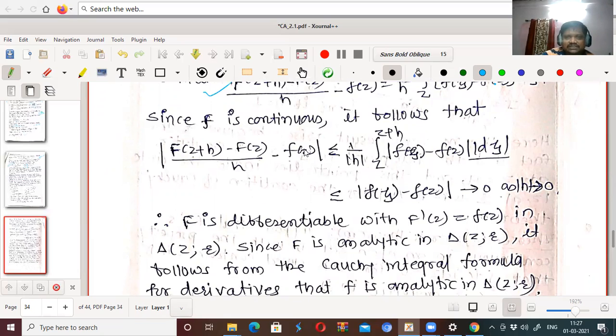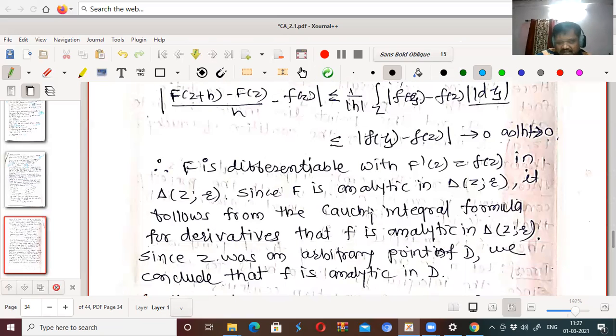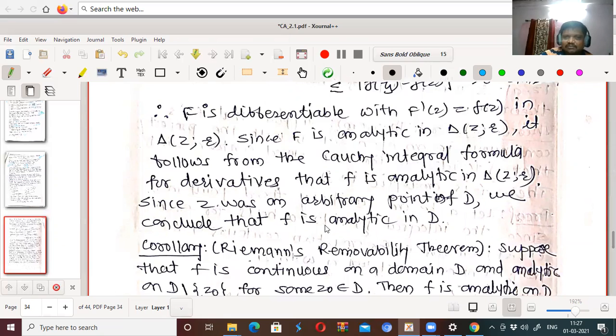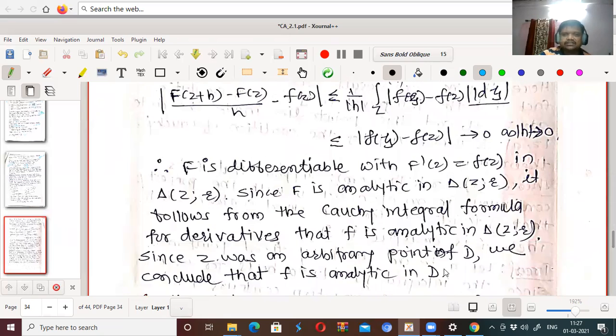That is, F is differentiable with F'(z) equal to small f(z) in this disk having center z and radius r. Now, since F is analytic in this disk, it follows from Cauchy's integral formula for derivatives that f is analytic in this disk. Since z was an arbitrary point of D, we conclude that f is analytic in D. Differentiable at every point in the neighborhood of z means analytic. So F is differentiable means small f is also differentiable at z as well as in the neighborhood of z. That means f is analytic in that domain.